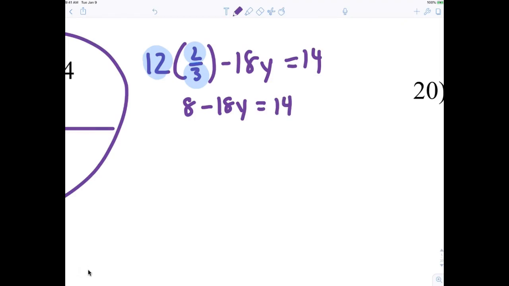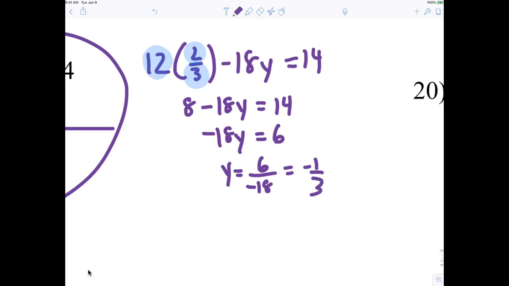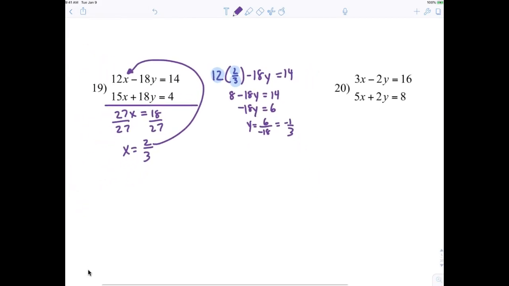And so now we're subtracting what? Subtracting 8. So negative 18y is equal to 6. So y equals 6 over negative 18, which is negative 1/3. They don't always have to come out to be a whole number. All right. So my answer now is what? Negative 2/3 comma, negative 1/3. Perfect.